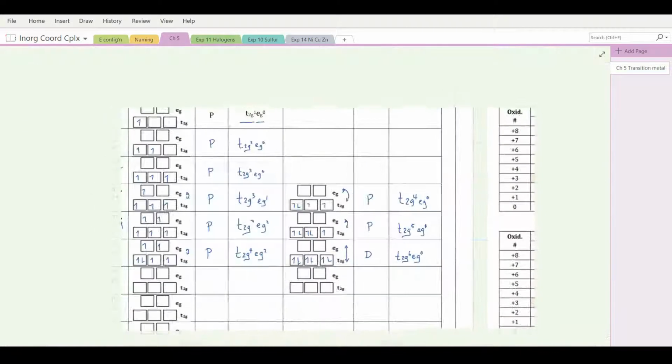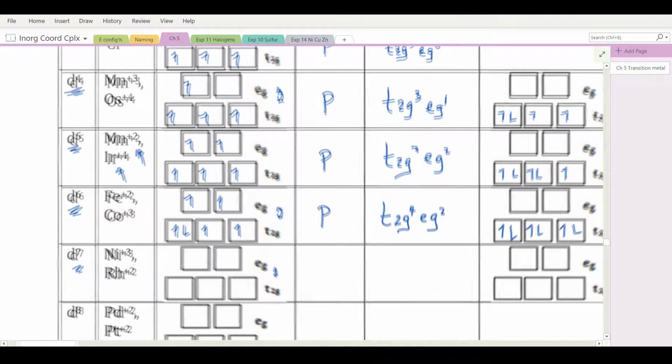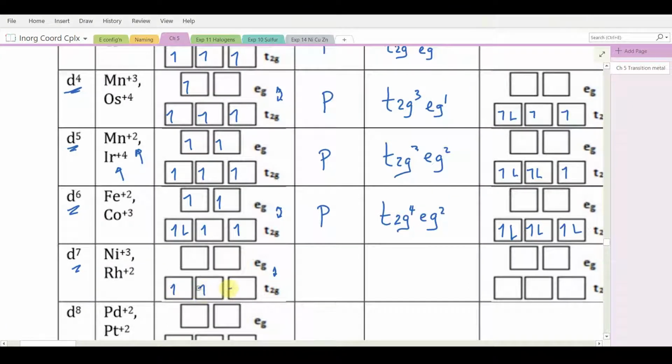Now 7 d electrons in an octahedral field with a small field splitting energy because there are weak ligands. 1, 2, 3, 4, 5, 6, 7. That's called a high spin state. They're not paired up as much as they can be. Clearly it's paramagnetic. We would describe that as t2g5 eg2. 5 plus 2 is 7.